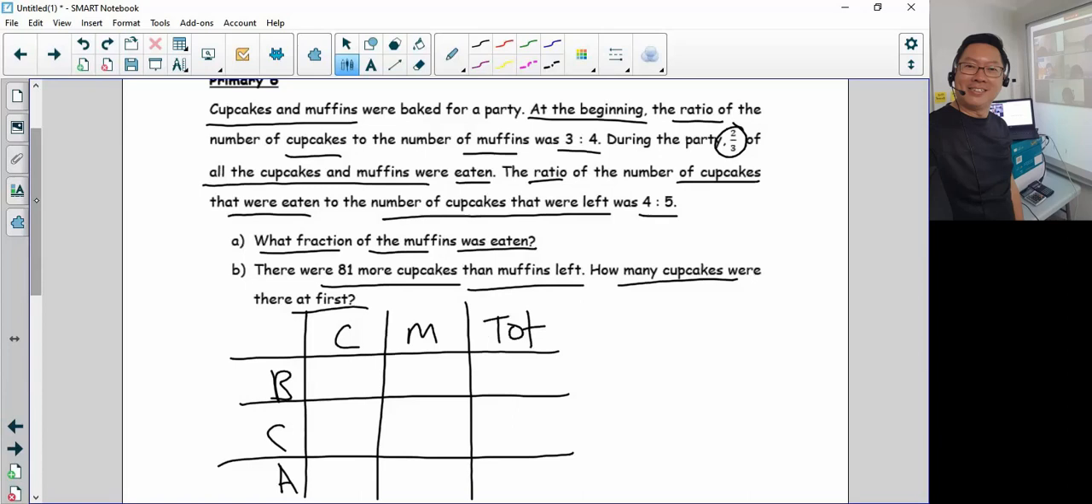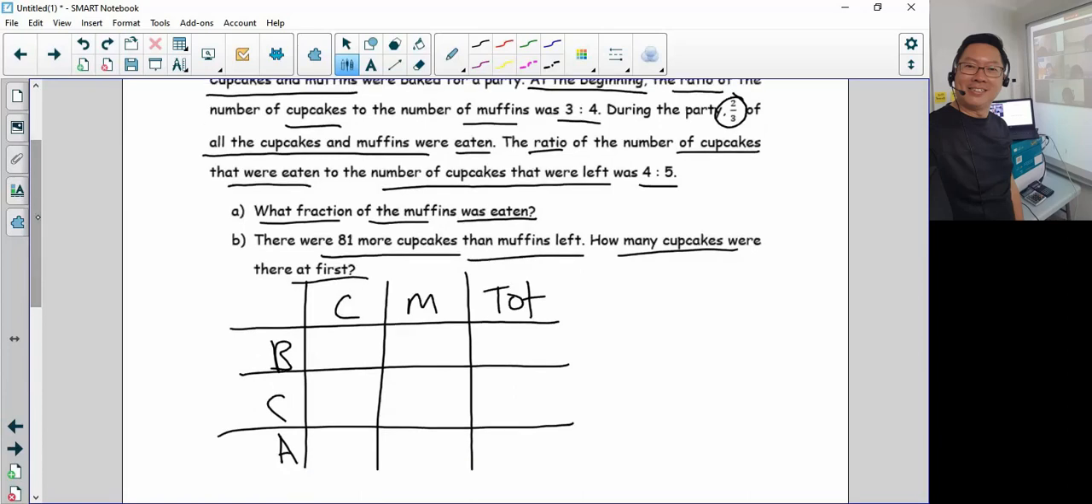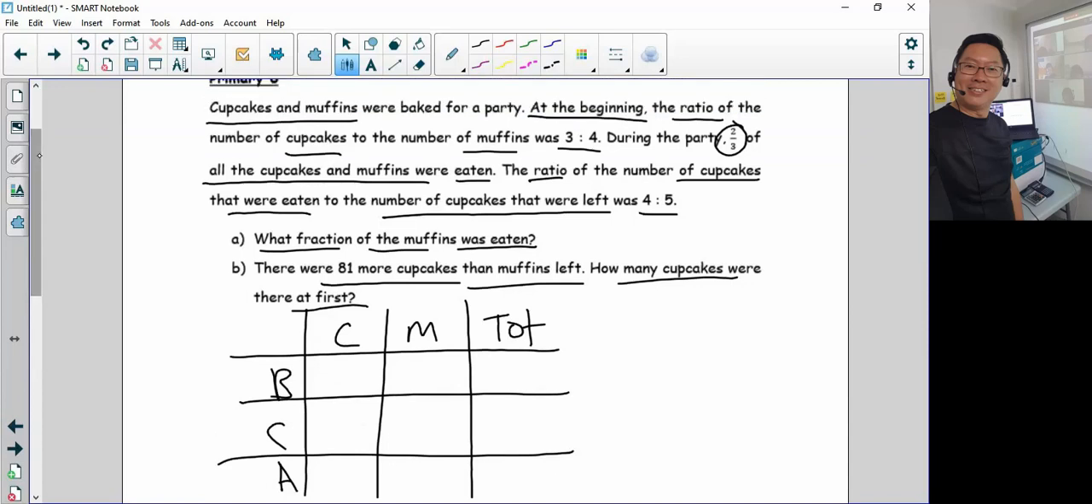All right, what's the next step? The next step is to put the numbers into the boxes. All right, so look at the first sentence. Can we put anything in the first sentence? Cupcakes and muffins were baked for a party. There's nothing to put inside. No numbers there. So we skip to the next sentence.